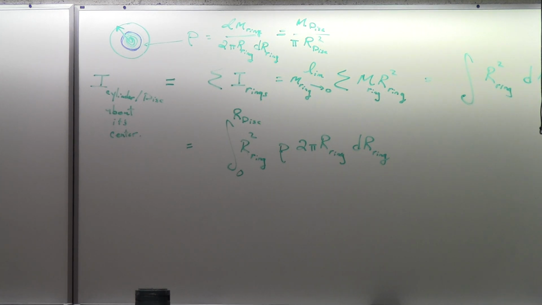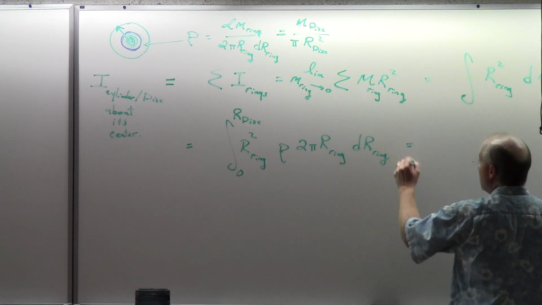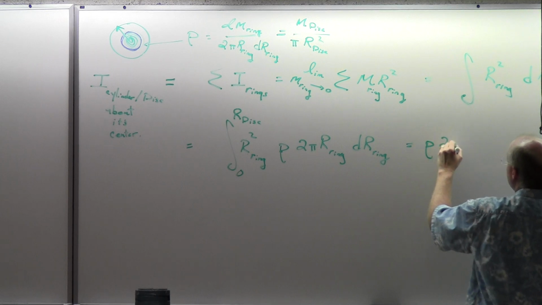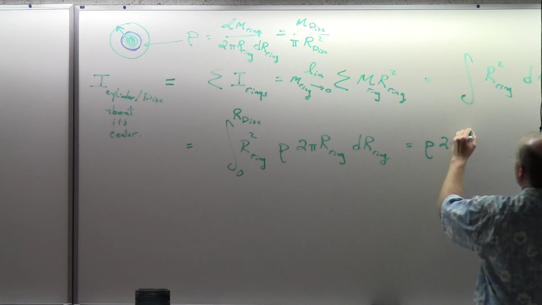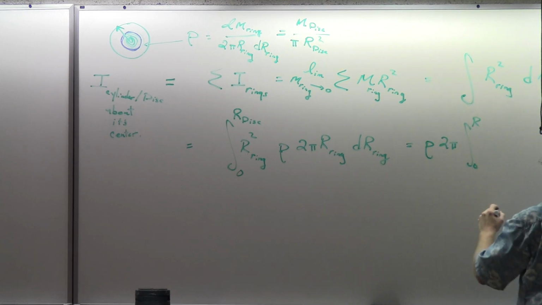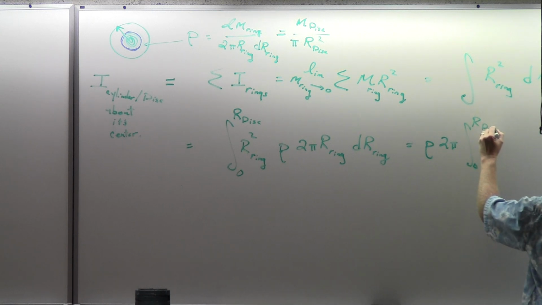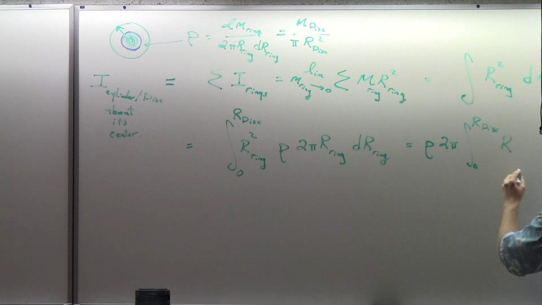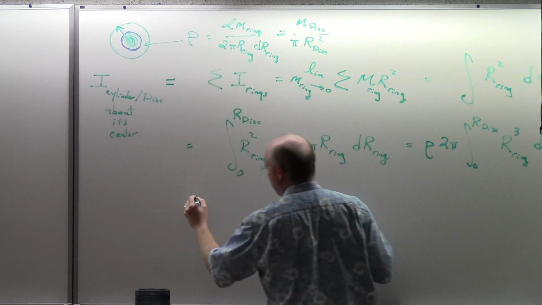And now it's going to be a very easy integral. That's not the hard thing. The hard thing is right there, that equation, coming up with it. All right, so now I can pull out the things that are constant. Rho is a constant. 2 pi is a constant. And I have an integral then from 0 to r, and maybe I should put r of the disk. And then this would be the radius of the ring cubed dr of the ring.